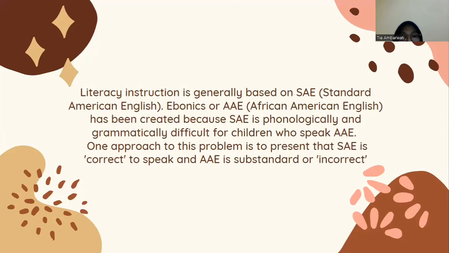The fourth and the last topic is Ebonics. Literacy instruction is generally based on SAE, Standard American English. Ebonics, or AAE, African American English, has been discussed because SAE is phonologically and grammatically difficult for children who speak AAE. One approach to this problem is to present SAE as correct to speak and AAE as substandard or incorrect. However, this approach has been criticized for being psychologically damaging and impractical.